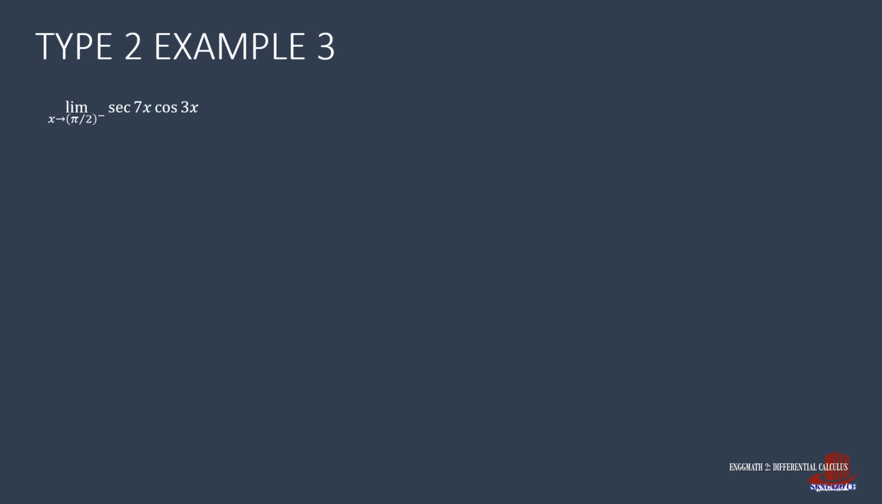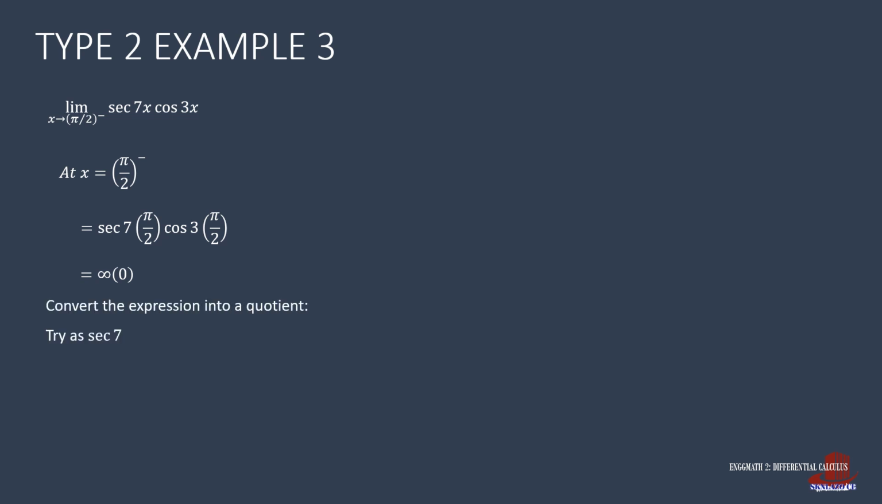The next example is to evaluate the limit of secant of 7x multiplied by cosine of 3x as x approaches half of pi. By testing x as pi over 2, we have secant of 7 times pi over 2 with cosine of 3 times pi over 2, which eventually gives infinity times 0. With the product, we make one term a denominator, and we choose secant of 7x. The function then turns into cosine of 3x upon the reciprocal of secant 7x.